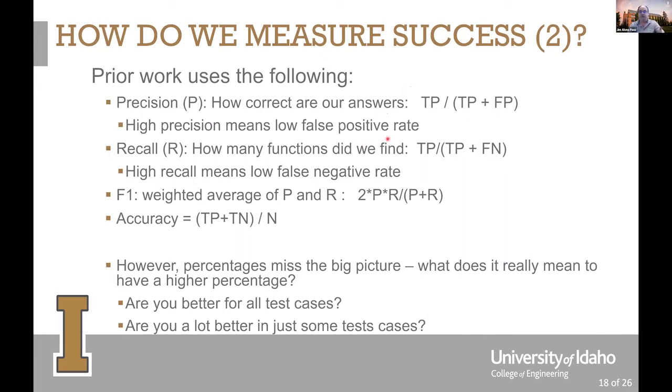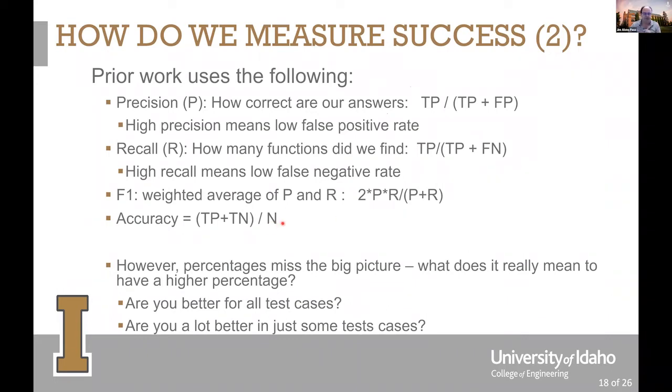Recall: how many of the functions did we actually even talk about? So our true positive divided by the sum of true positive and false negatives, which is the total number of functions, n. High recall means you have a low false negative rate. And we want low false positive, low false negative. F1 is a weighted average of precision and recall: 2 times P times R divided by P plus R.